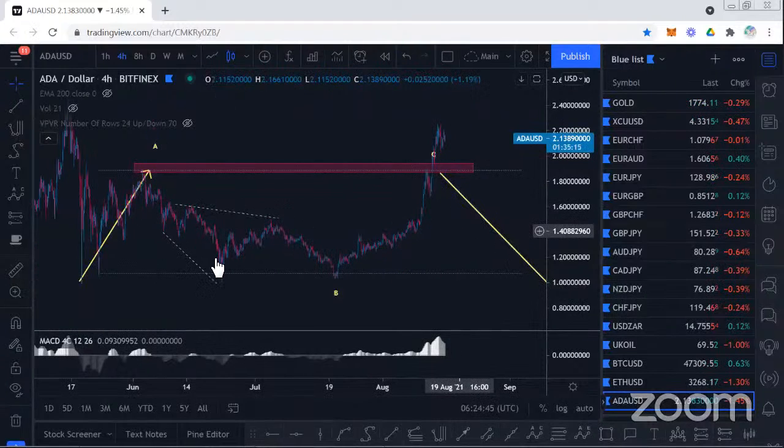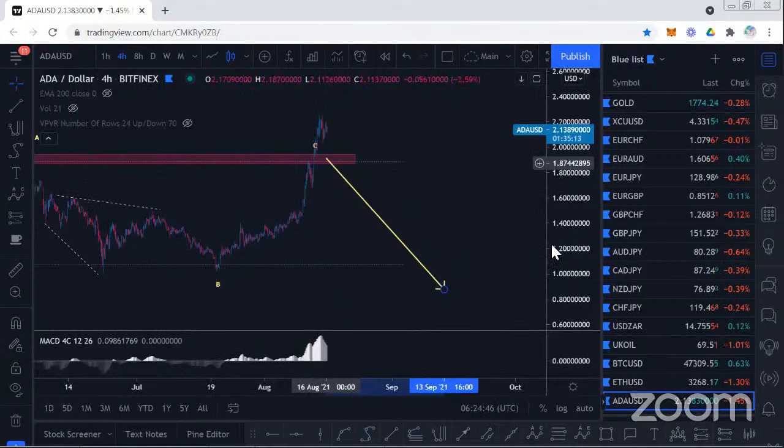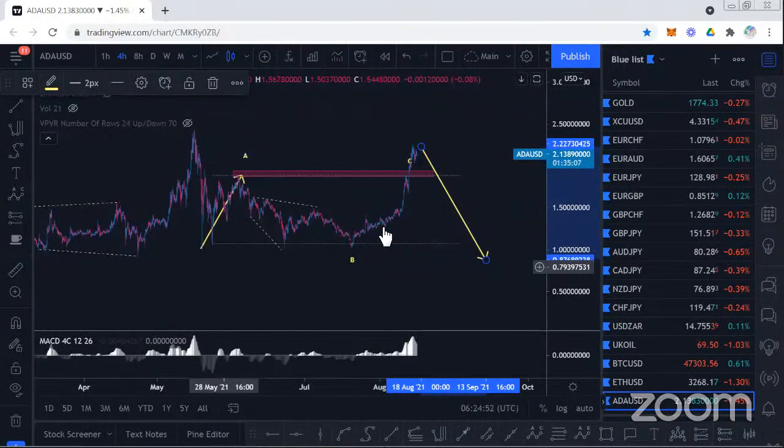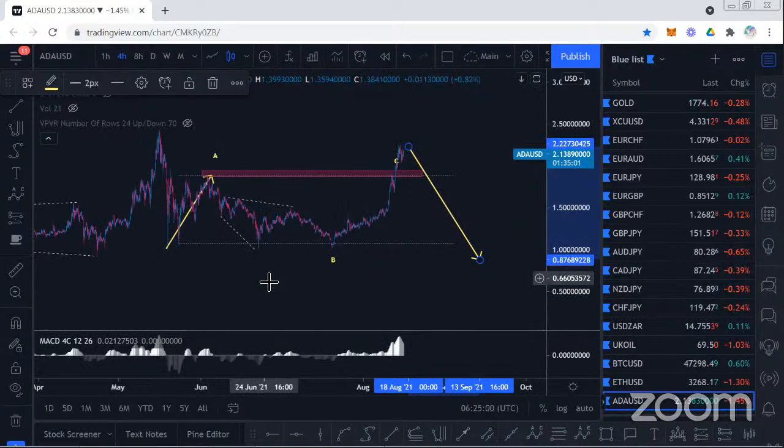But again, this kind of move is exactly why I'm really excited about Cardano moving forward and looking to get into some long-term investing into Cardano. And we'll discuss that further in the members area.